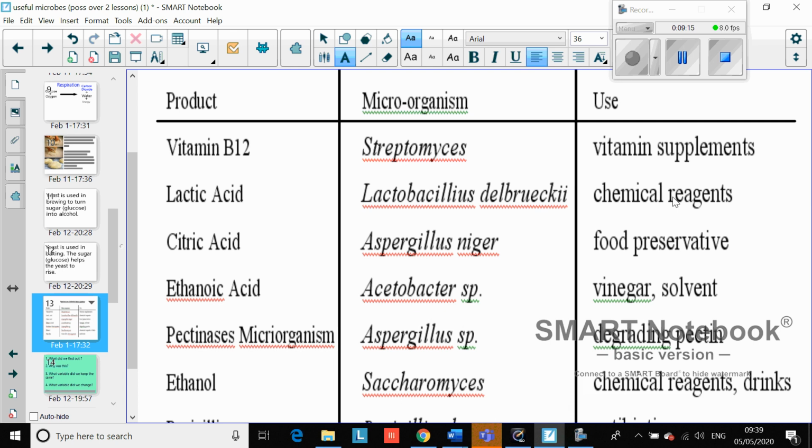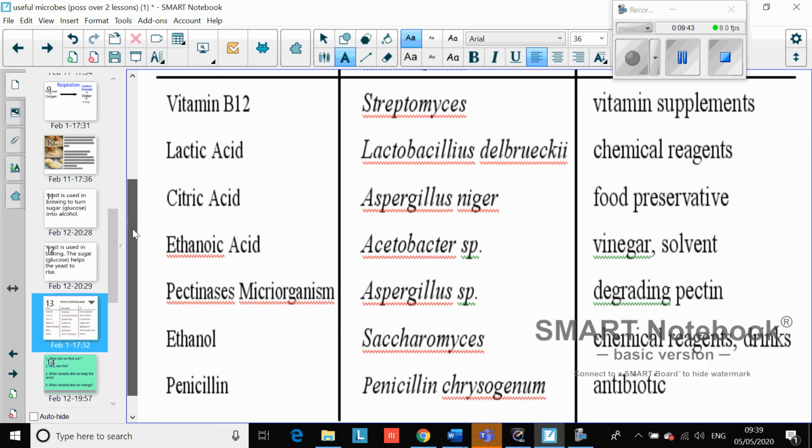So things like testing kits, even some of the modern testing kits, like possibly for coronavirus, might use lactic acid. Citric acid, we use Aspergillus niger, which is a food preservative. Basically, it's the same kind of acid you find in lemons and limes. Okay, and it's because it's so acidic, it stops bacteria from spoiling the food. And then we've got a few others which are here.